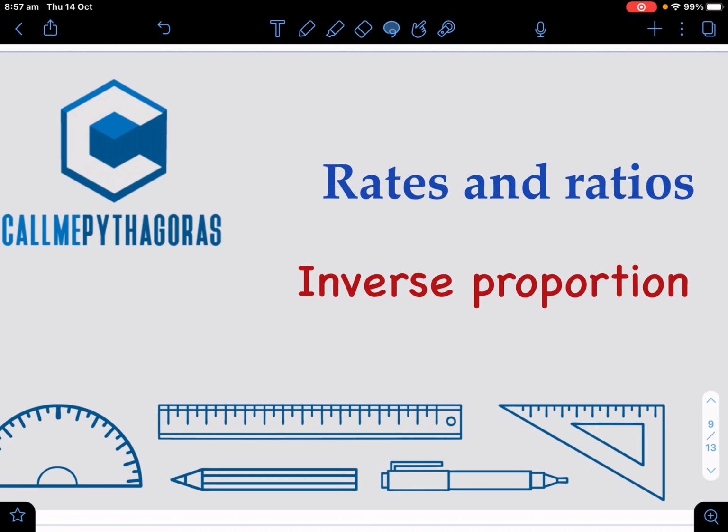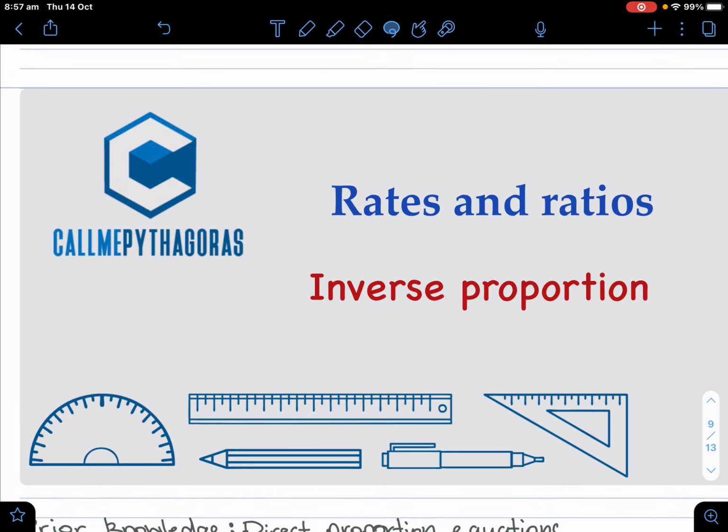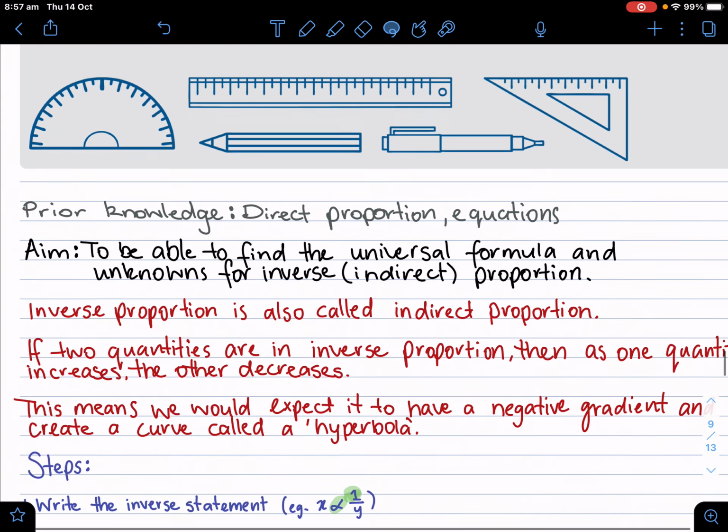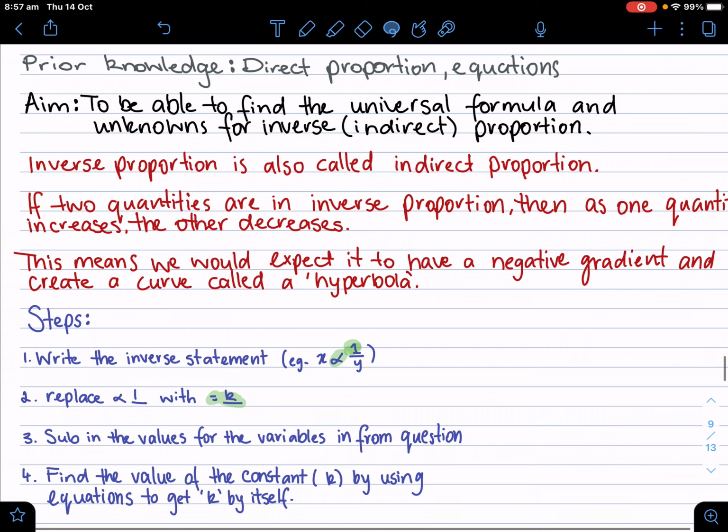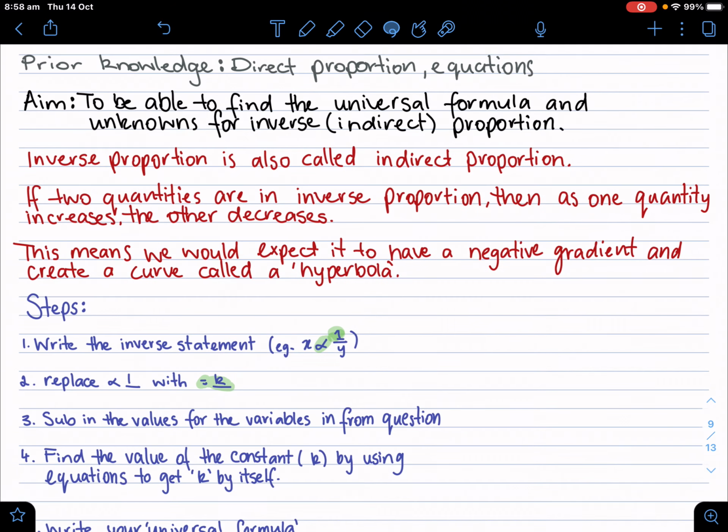Hey guys, so today we're going to go through inverse proportion as part of rates and ratios. The prior knowledge that you should know before this is the steps and how to do direct proportion, and you should know how to use equations. The reason why you should know direct proportion is because obviously it's linked to inverse proportion, it's the opposite of it, but also because the steps are the same. So if you're comfortable with the steps of direct proportion, inverse proportion will be very easy for you.